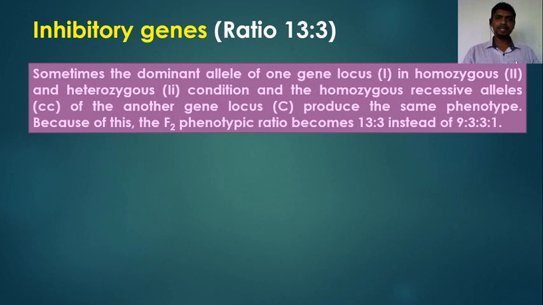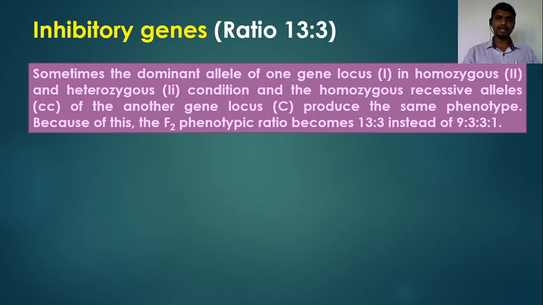Sometimes the dominant allele of one gene locus in homozygous and heterozygous condition produces the same phenotype. Because of this, the F2 phenotypic ratio becomes 13:3 instead of 9:3:1. In addition to the homozygous and heterozygous condition, the homozygous recessive allele of another gene locus also produces the same phenotype. This type of interaction is carried out by the inhibitory genes.